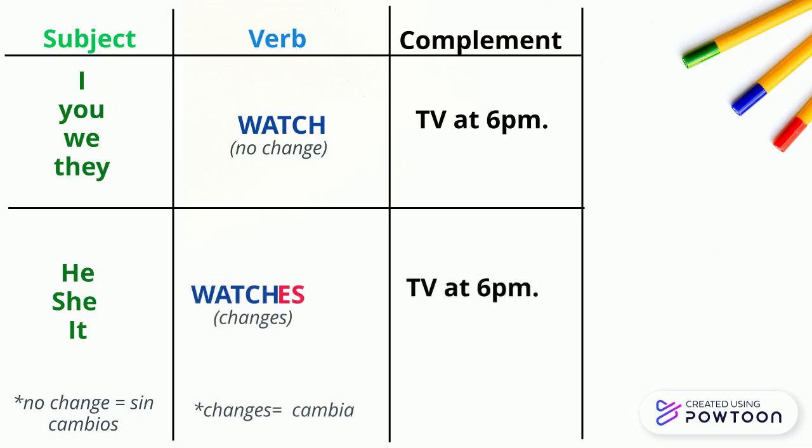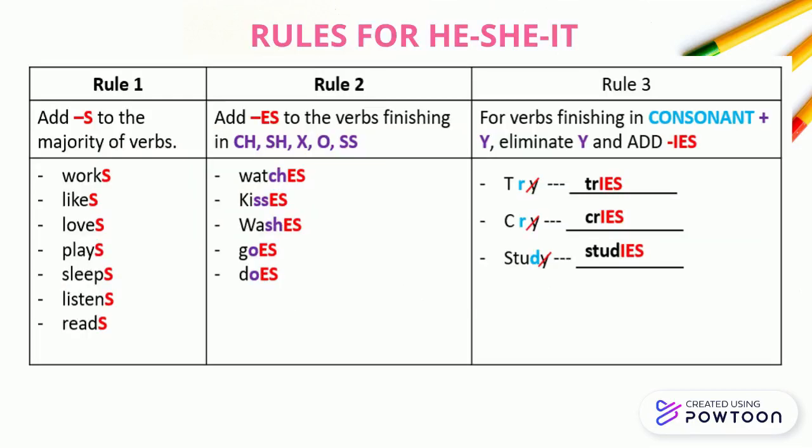Remember, there are 3 rules to change the verb for the third person. Let's see the rules. Rule 1, add s to the majority of the verbs. Rule 2, add es if the verb finishes in these letters. Rule 3, when the verb finishes in consonant plus letter Y, you eliminate letter Y and add ies.